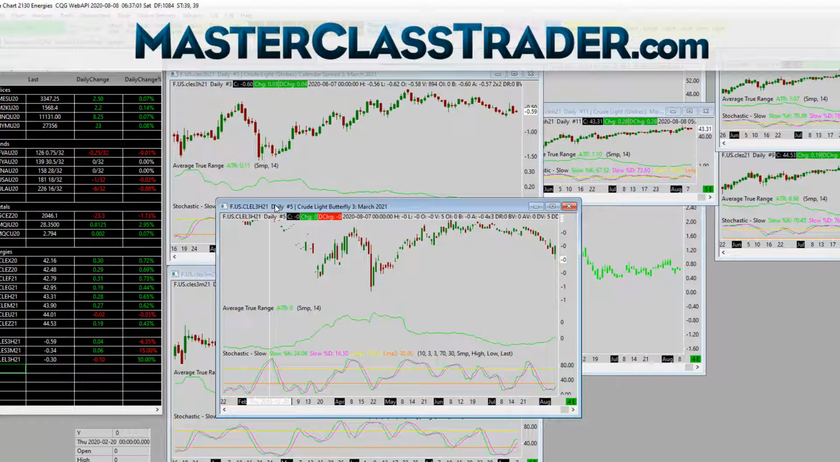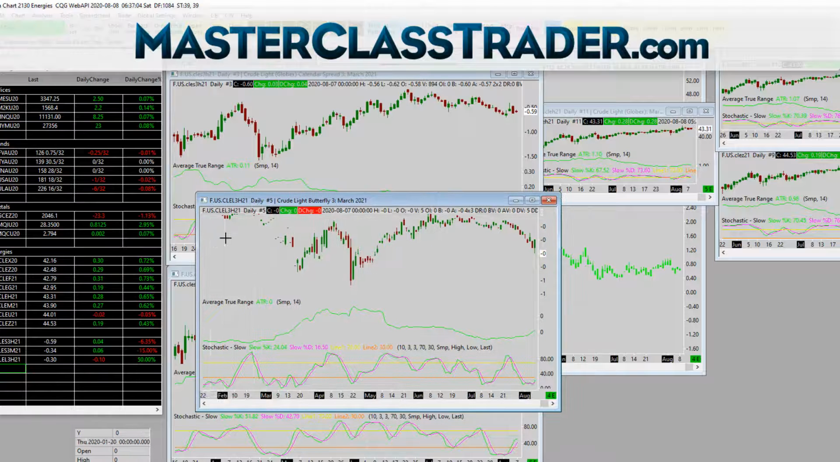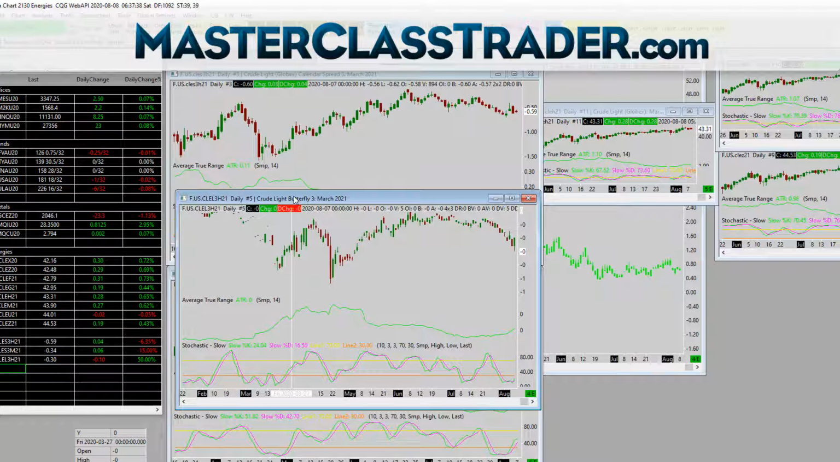Don't ask me why. Anyway, so here we have typed in CLEL 3H21, and that gives us the butterfly for one contract in March, 2 in June, 1 in September. Buying the butterfly would be buying March, selling the middle, buying the far. Selling the butterfly would be selling March, buying June, selling September. That makes sense? I know I'm repeating myself here, but I think it's good to go over these things. So CQG has this crude oil butterfly code, CLEL, and then you put in your contract months after that.